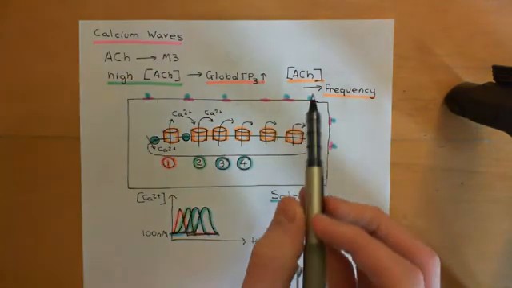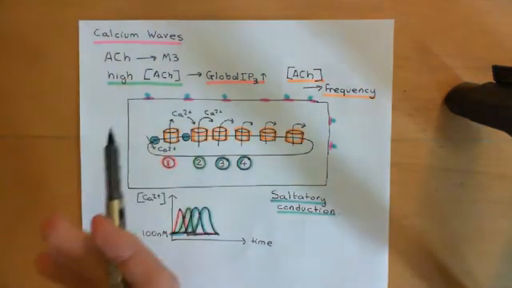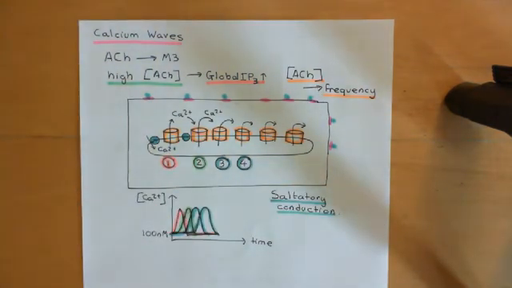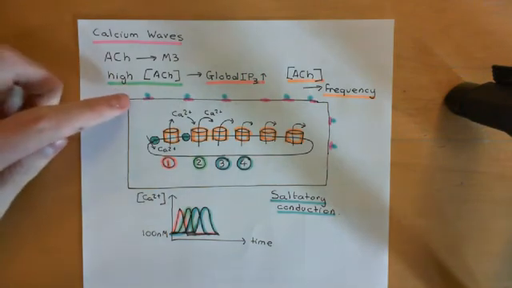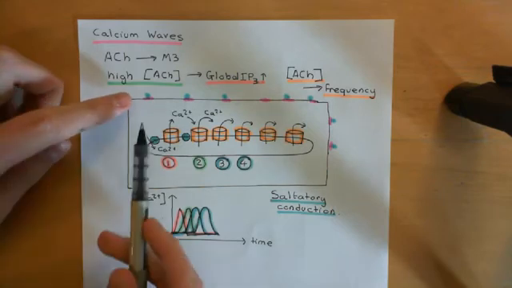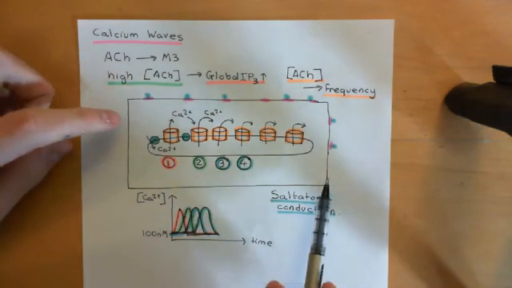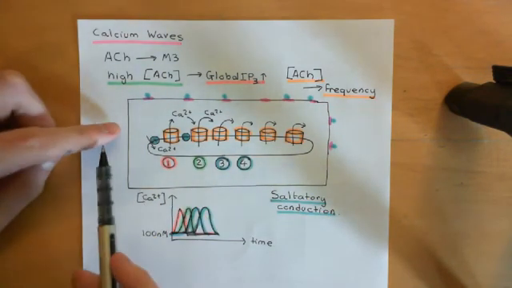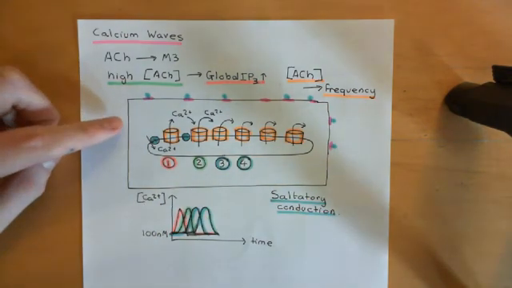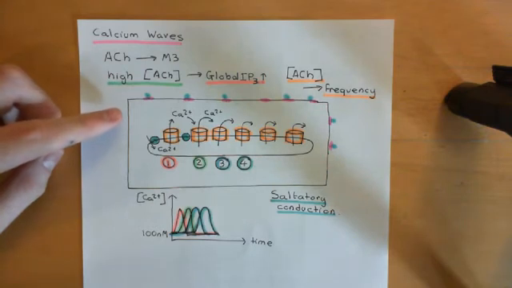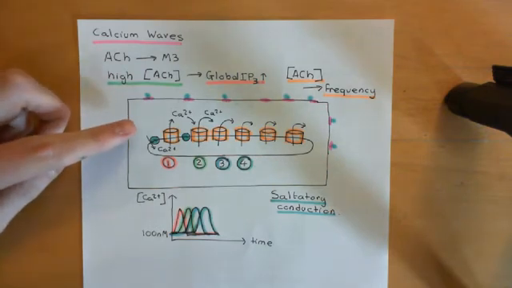Now, the concentration of acetylcholine in the extracellular fluid is going to affect how frequently the calcium waves are firing across the cell. Why is that? Well, the higher the concentration of acetylcholine, the more acetylcholine molecules you're going to have bound to M3 receptors. So the greater will be the number of M3 receptors on the cell's membrane that will have acetylcholine bound to it. What that means is that you're going to generate more IP3 within the cell.